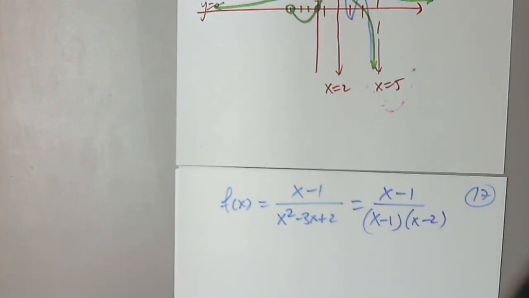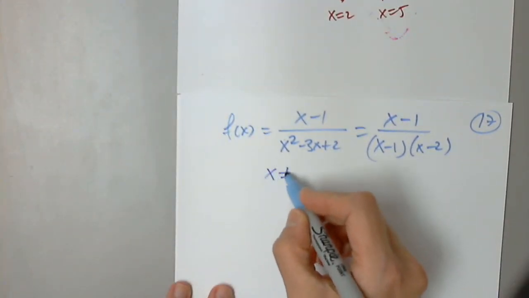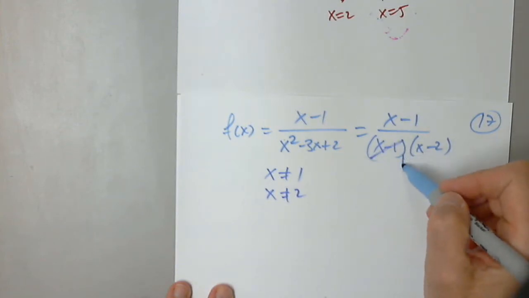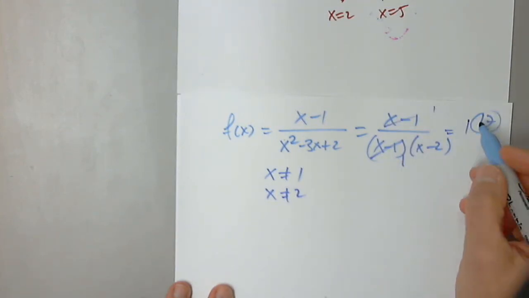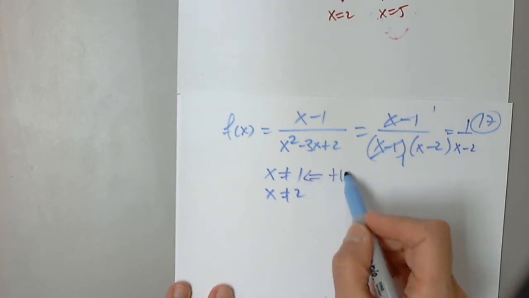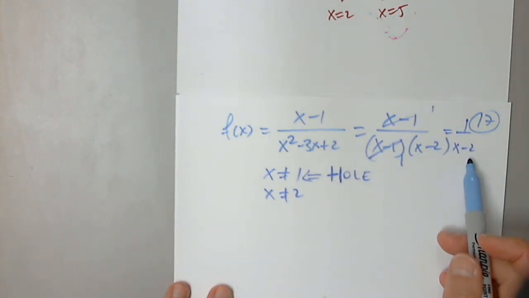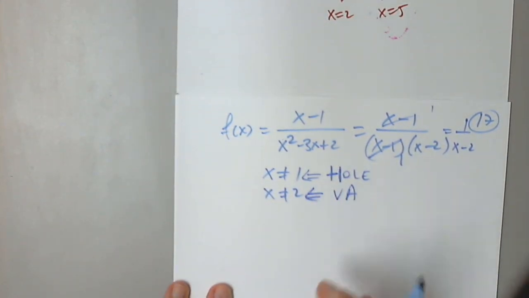All right. So here, of course, I will look at this function and factor it completely and immediately. Before I simplify, I have to state restrictions. The restrictions will be x not equal to 1 and x not equal to 2. Since x minus 1 disappears, x equals 1 must be a hole. And since x minus 2 stays, x equals 2 must be a vertical asymptote.